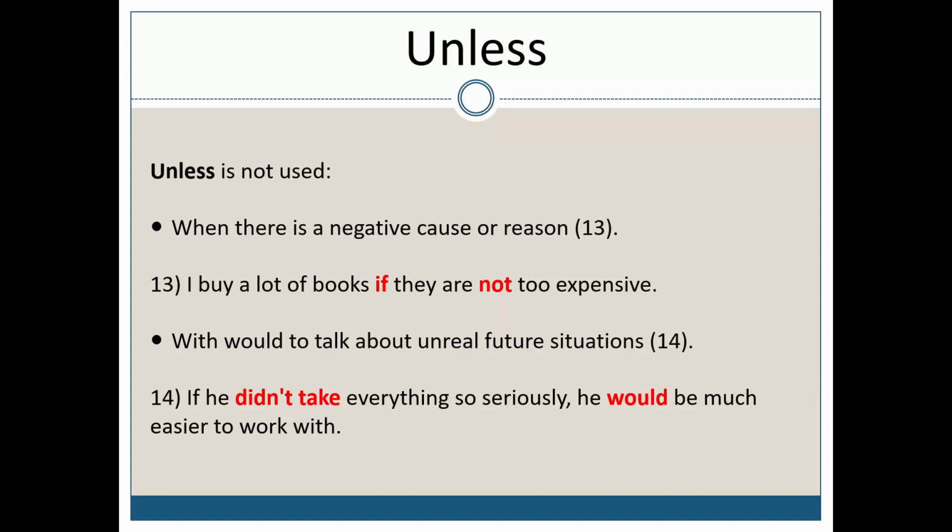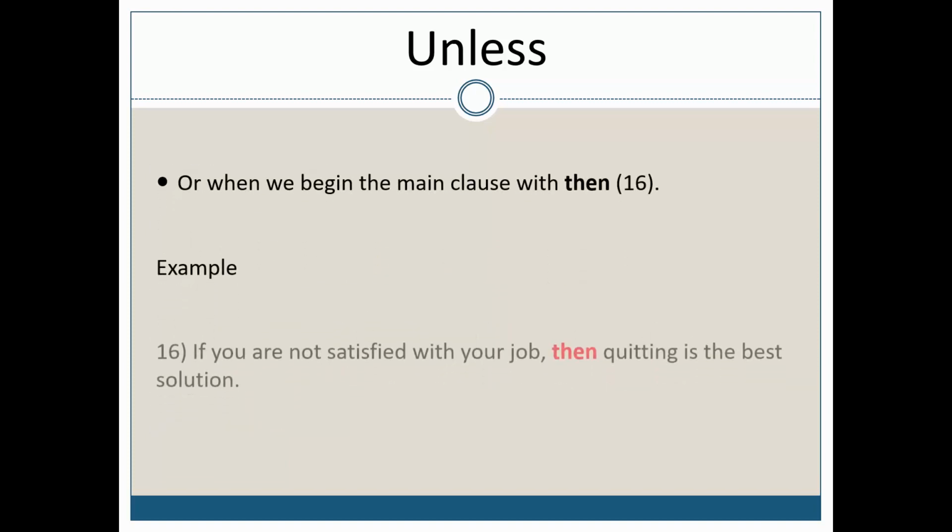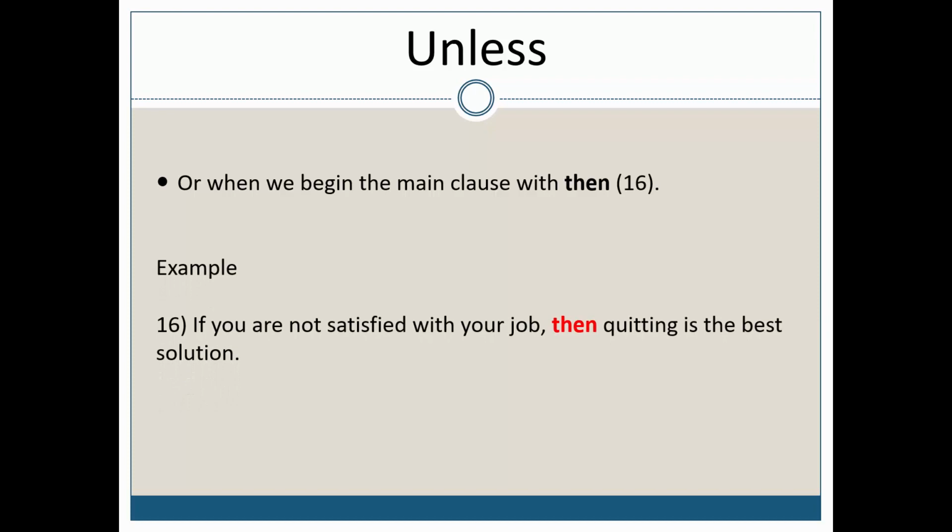Unless is not used with would to talk about an unreal future situation, as in example number 14. If he didn't take everything so seriously, he would be so much easier to work with. Unless is not used when we begin the main clause with then, as in example number 16. If you are not satisfied with your job, then quitting is the best solution.